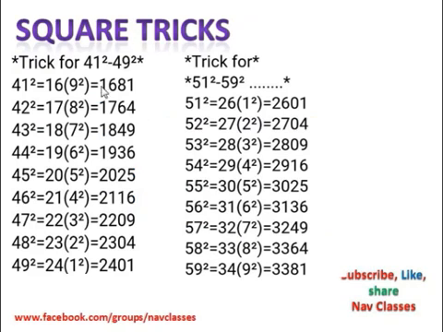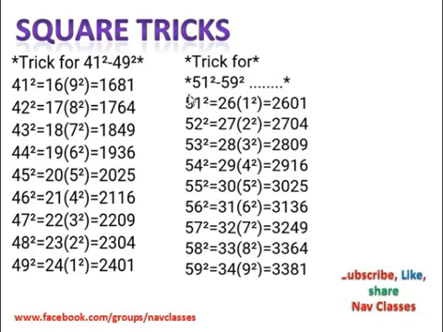Again, this is a new trick of percentage. We have the square tricks with us, just note them down. These are very good tricks. For the trick for 41 square to 49 square, you just write down 16, 17, 18, increasing by 1, and then 1 square for 41 square, 42 square, it comes in decreasing order: 9 square, 8 square, 7 square, 6 square. Okay, then you can easily find their squares within seconds.